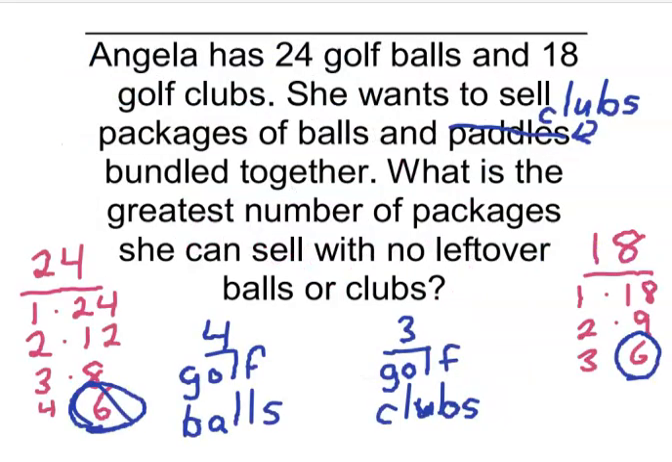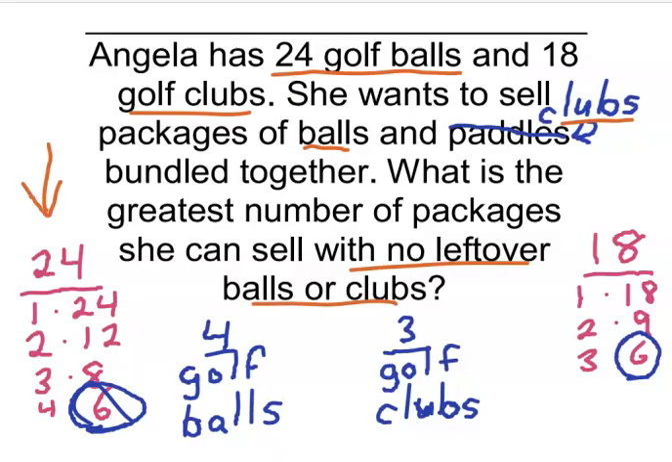Angela has 24 golf balls and 18 golf clubs. She wants to sell packages of balls and clubs. I'm not sure why they put paddles there, bundled together. What is the greatest number of packages she can sell with no leftover balls or clubs? Okay, so I found the greatest common factor of 24 and 18. That would be 6. Okay, and that's in both of them. So if that's the case, then the answer would be 6. Okay, and each package would have 4 golf balls and 3 golf clubs.